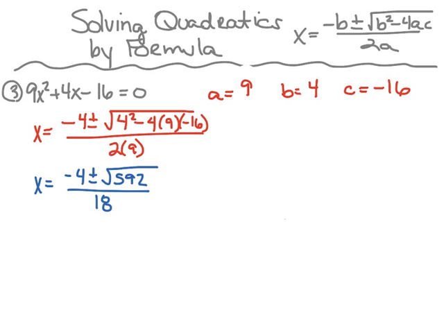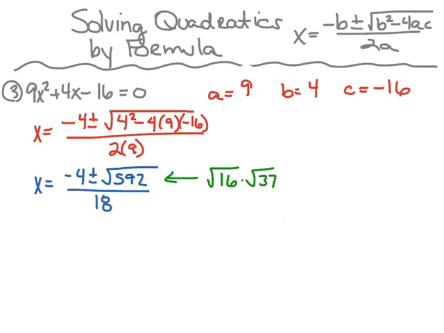Now once again, if I try and take the square root of 592, I end up with a decimal. And I don't want that. So I'm going to see if I can simplify this square root of 592. What I'm looking for are two numbers that I can multiply together to get 592. I just need to make sure that one of those numbers is a perfect square, something I can take the square root of. So in this case, we're going to be using a 16 and a 37. If I multiply 16 times 37, I end up with 592.